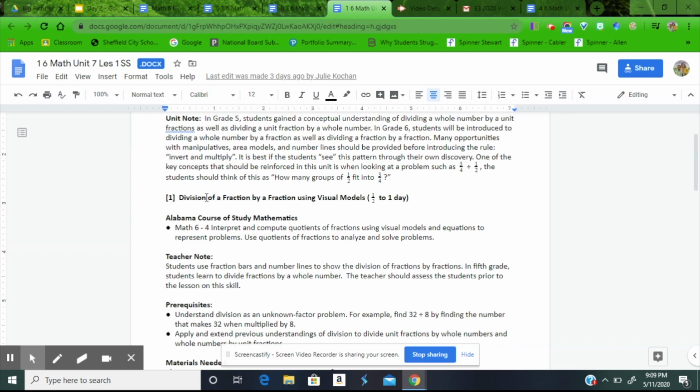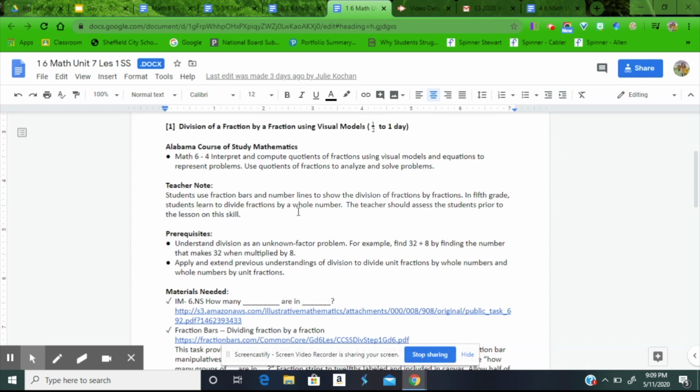Lesson 1, you'll see here, is division of fraction by fraction using visual models. Can be a half day to 1 day. Your Alabama course of studies listed there, and then your teacher note, which keep in mind your teacher note is specific to the lesson, unlike the unit note, which covers the whole entire unit. Our teacher note says students use fraction bars and number lines to show the division of fractions by fractions. In 5th grade, students learn to divide fractions by a whole number. The teacher should assess the students prior to the lesson on this skill. And that's one of the prerequisites that you find down here at the bottom.